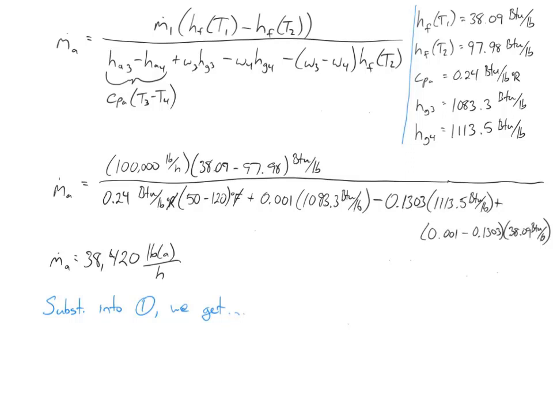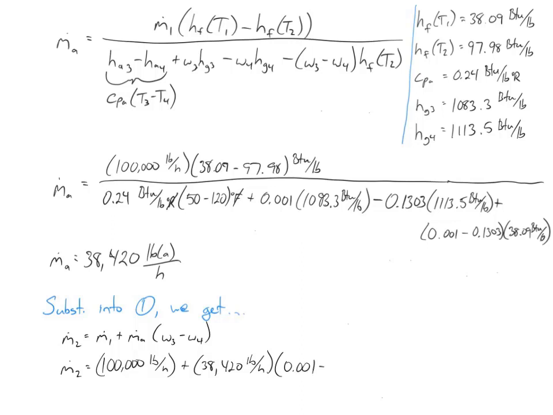So now if we substitute this back into our equation 1, which was our mass flow rate at 2 is equal to mass flow rate at 1 plus the mass flow rate of the air, which we just found, times the humidity ratio at 3 minus humidity ratio at 4, we get the mass flow rate at 2 is equal to our 100,000 pounds per hour plus our 38,420 pounds per hour times 0.001 minus 0.1303, and we come up with 95,032 pounds per hour.